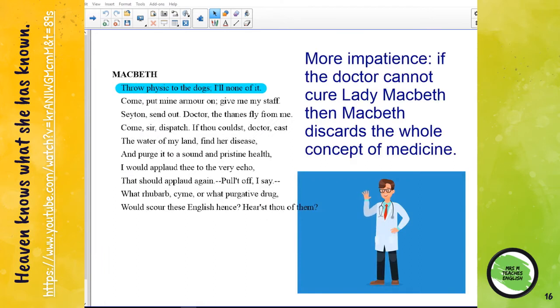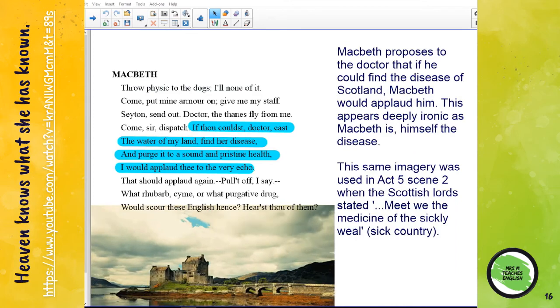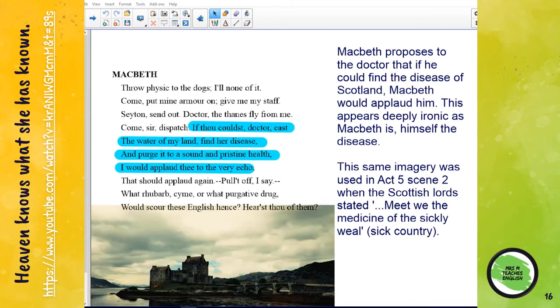We get more sense of Macbeth's impatience when he states, "Throw physic to the dogs, I'll none of it." Just because the doctor says that he can't cure Lady Macbeth, the patient must minister to himself, then Macbeth kind of dismisses the whole concept of medicine itself. He'll throw physic to the dogs. Macbeth proposes to the doctor that if he could find the disease of Scotland, Macbeth would applaud him. And that's deeply ironic, because Macbeth is himself the disease that's plaguing Scotland.